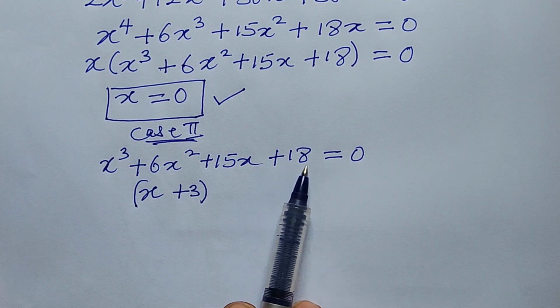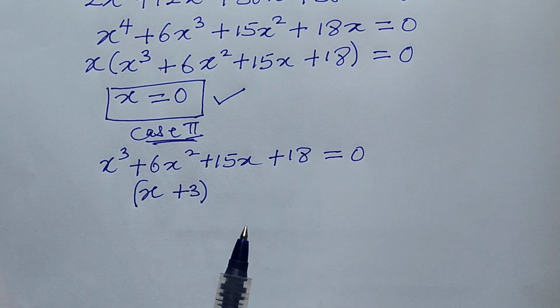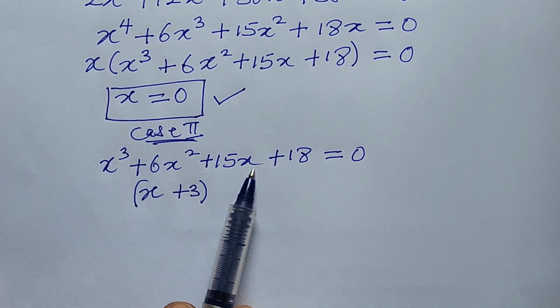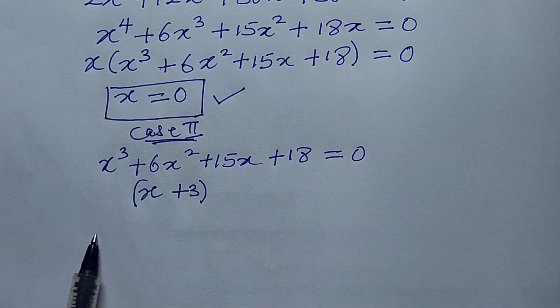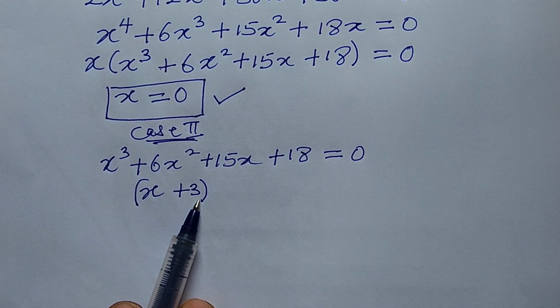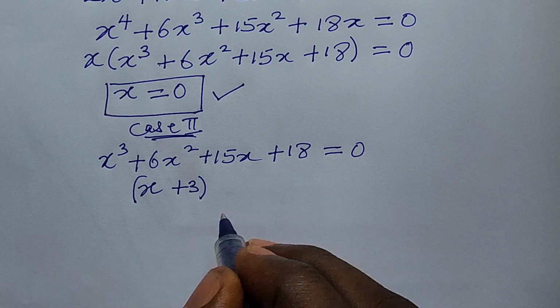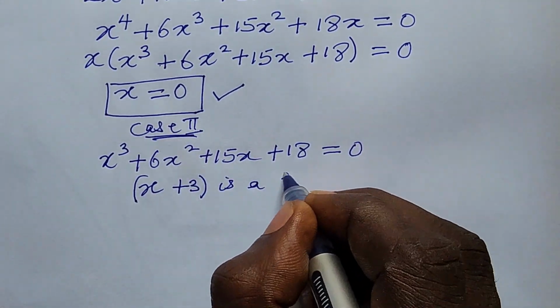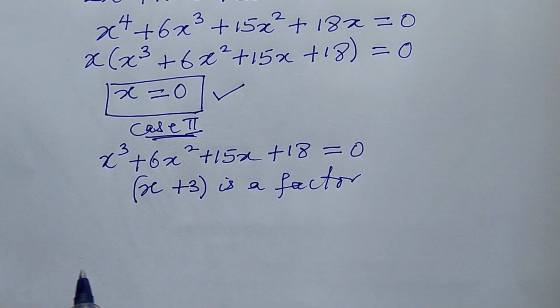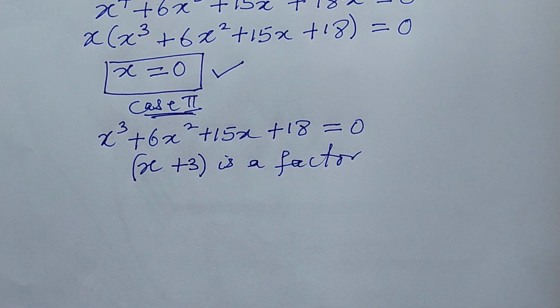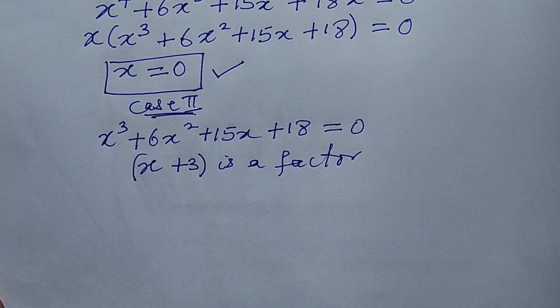Bring out all the factors of 18, plus and minus, and substitute them into this equation. If you do that, you discover that x + 3 will satisfy this equation. So now that we've gotten one of the factors, we say this is a factor of this polynomial. What we need to do is get the other two factors from here. So we use the long division method. We can equally use the synthetic method to get it, but here let's use the long division method that is familiar to us.